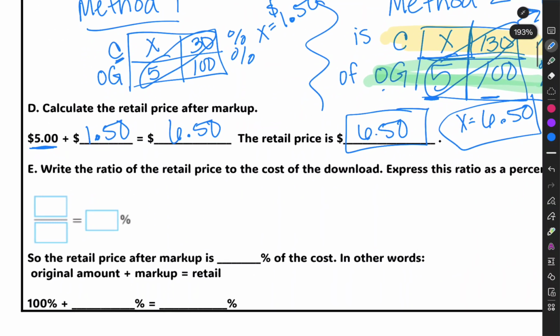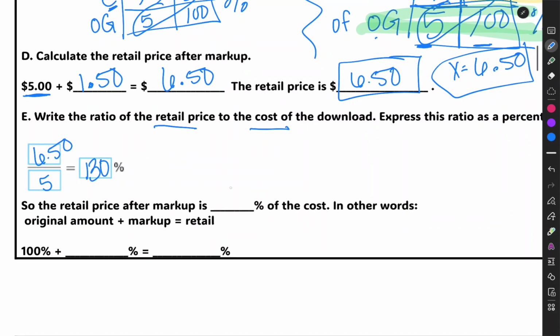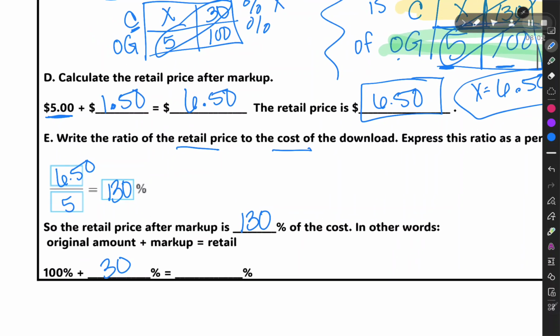So the reason method 2 works is explained here in part E. It says write a ratio of the retail price to the cost. So the retail price was $6.50 and the cost was $5. When you convert that to a percent, that's 130%. So what you're doing is you're paying 130% of the price. So the retail price is 130%, and we found that by taking 100%, adding in the percent markup, and you get 130%.